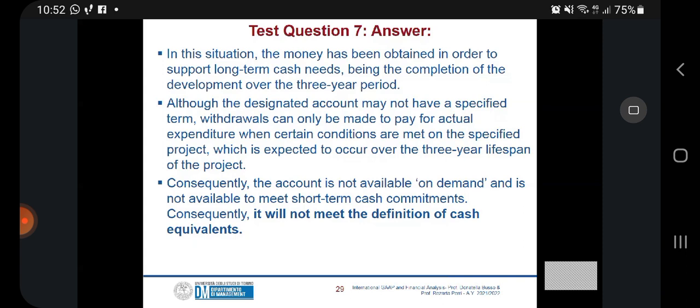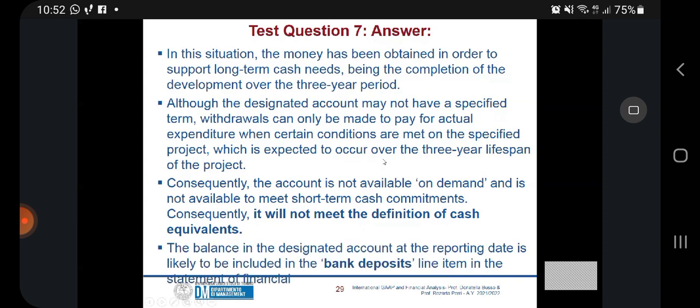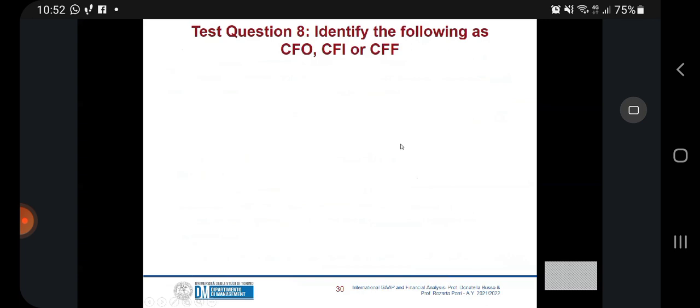Okay. I think this was the last. Oh, we have still some more. Okay, let's go through that again. Classify, identify the following as either cash flow from operations, cash flow from investing or cash flow from financing. From now on, we will use very often these acronyms, CFO, CFI, and CFF, so get used to them. So property purchase is cash flow from investing.